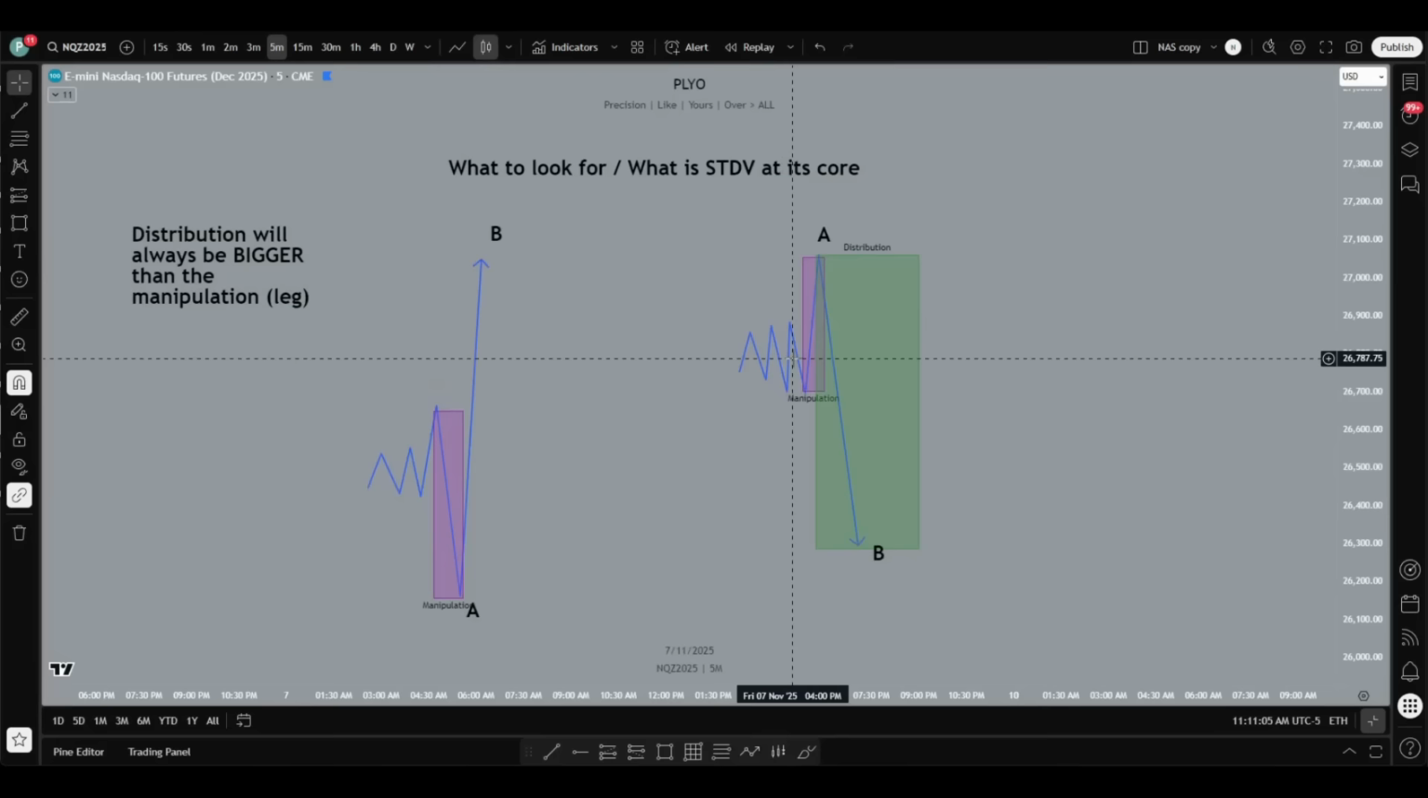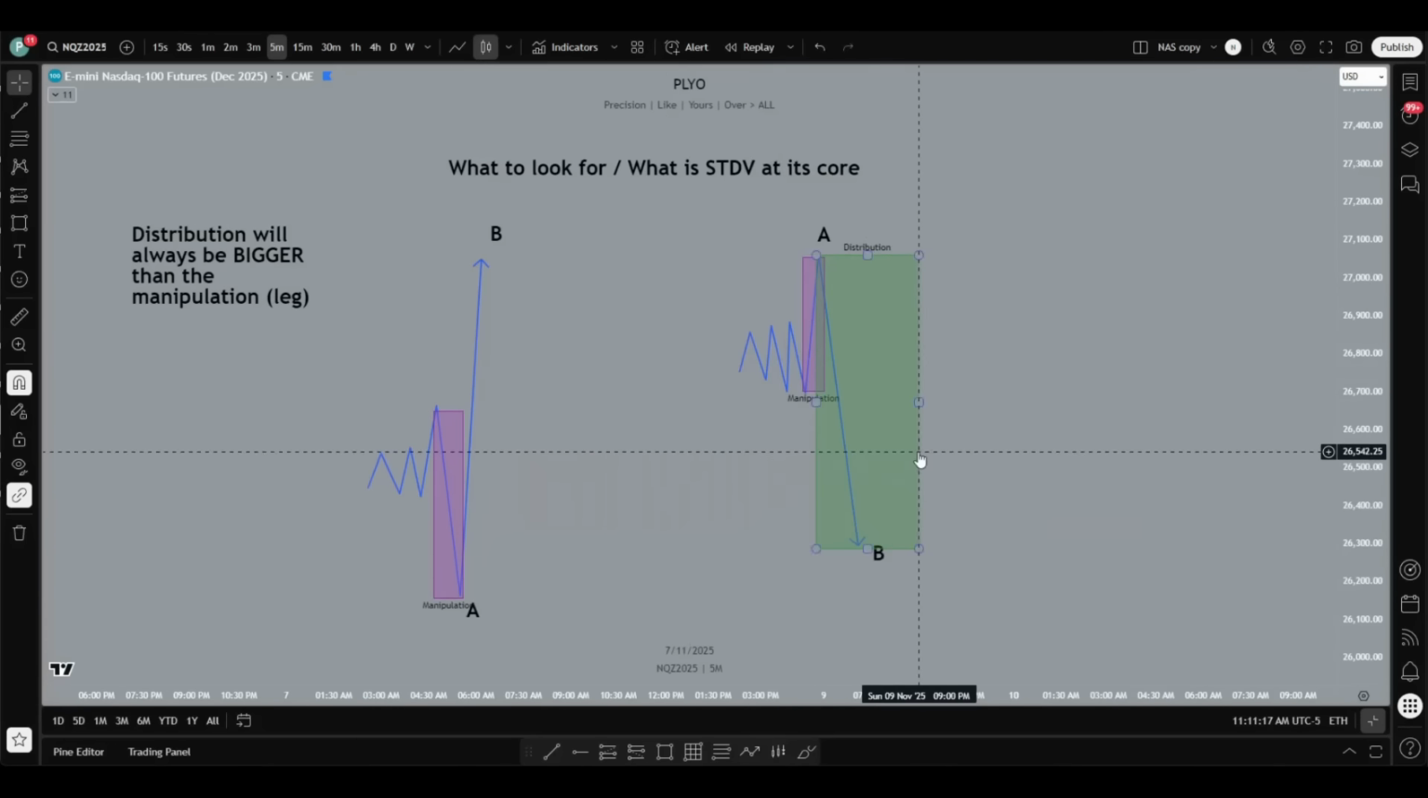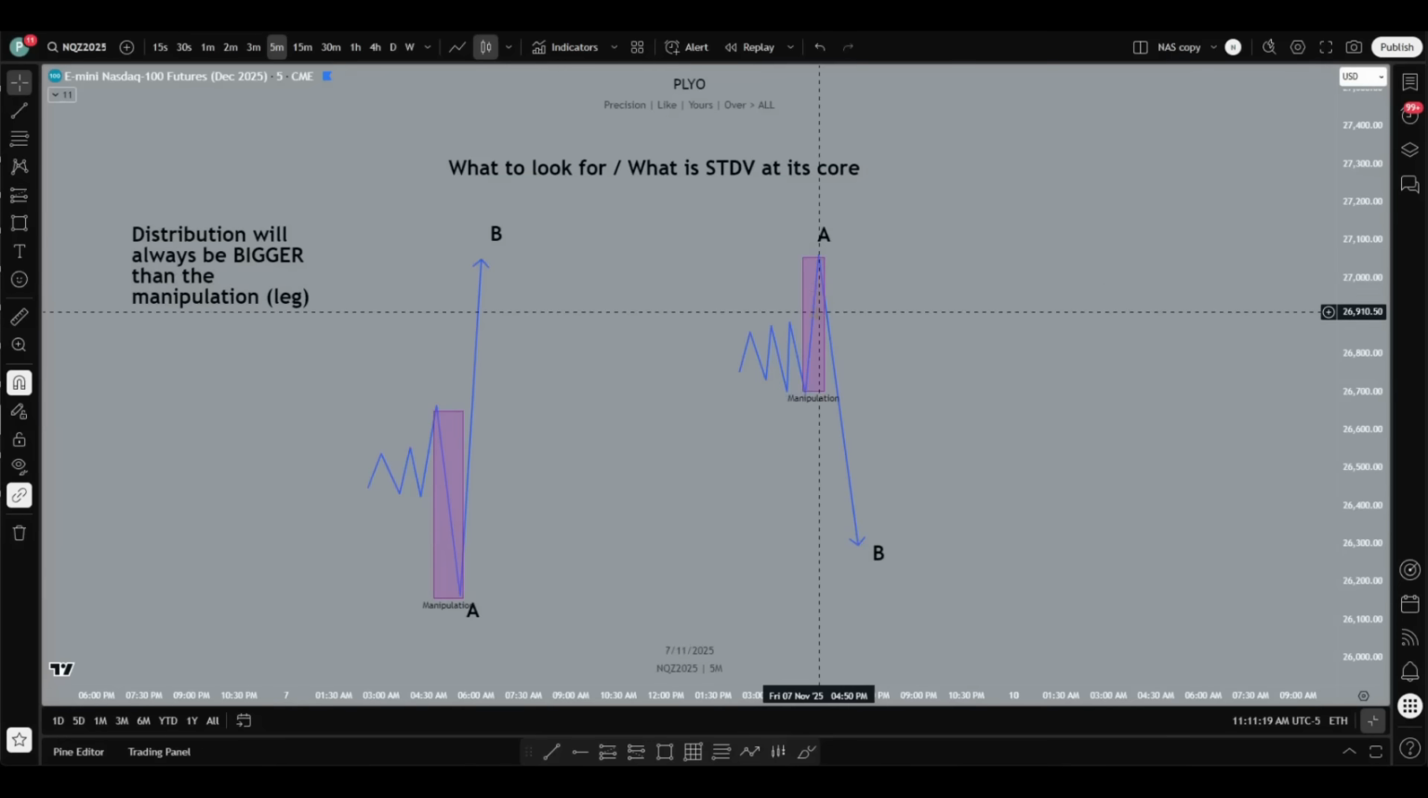Okay. Same thing with the bearish example. We accumulate here, manipulate out of the range to trap people into thinking we're going long. Then we just dump it all the way back down for the shorts. Okay. And once again, standard deviation occurs where we're only looking for the manipulation.